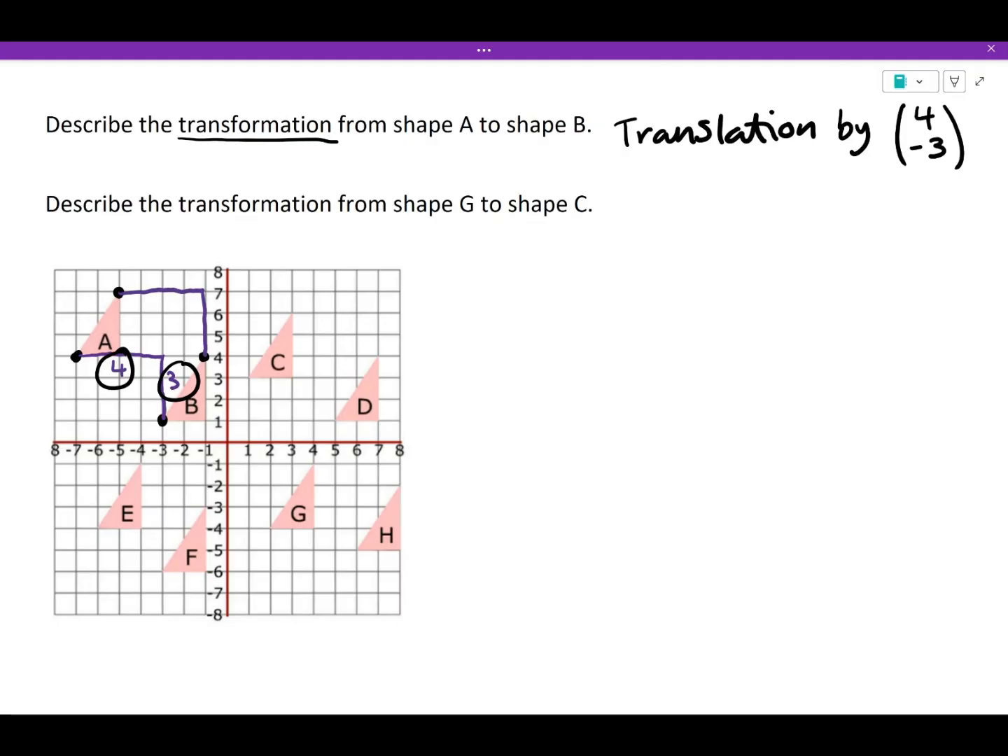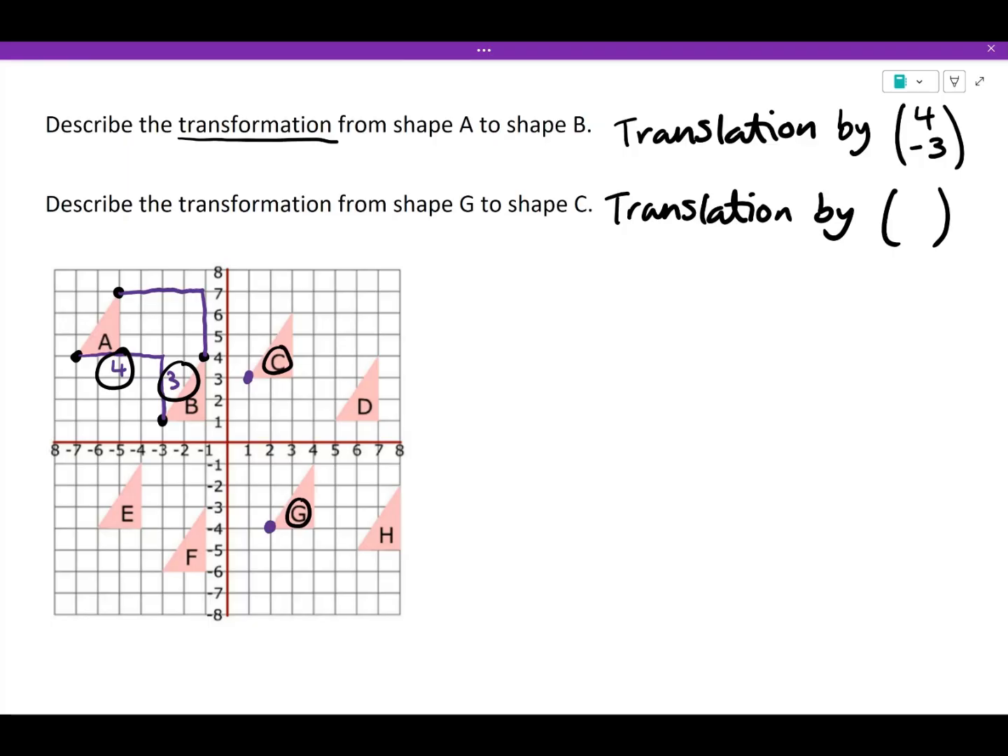So we're going from shape G to shape C. So G is our start point down here and C is our end point. Now, clearly, once again, it hasn't been rotated, it hasn't been reflected, it hasn't been enlarged. So it's going to be a translation again, and that's where our vectors come into play. So I'm going to write translation by, and we're now going to have to figure out my vector. So let's take a point on G. So I'm going to take this point down here, and then the corresponding point on C would be here.